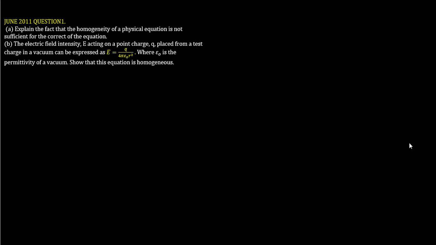Now the B part: the electric field intensity E acting on a point charge Q placed from a test charge in a vacuum can be expressed as E is equal to KQ over R squared, which is equal to Q divided by 4 pi epsilon naught R squared, where epsilon naught is the permittivity of the vacuum.